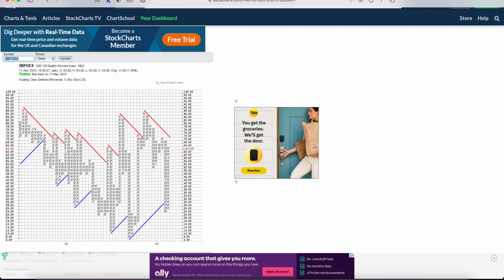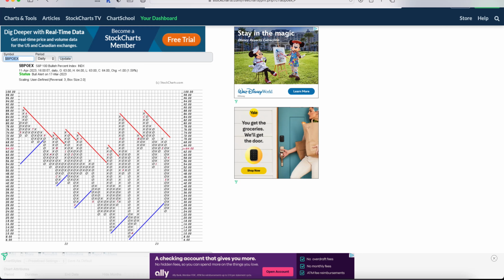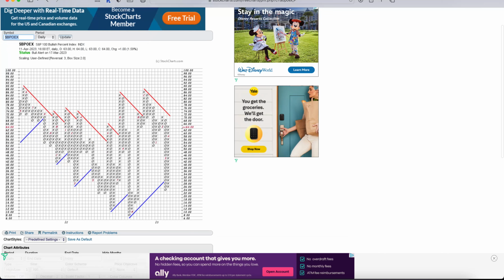You can do all the, what's that mean? It just means that there's more bullishness. There's more stocks in the S&P 100 on a buy signal than there are on a sell signal, and that goes for every bullish percent index, and that's how they work. And they can get washed out.